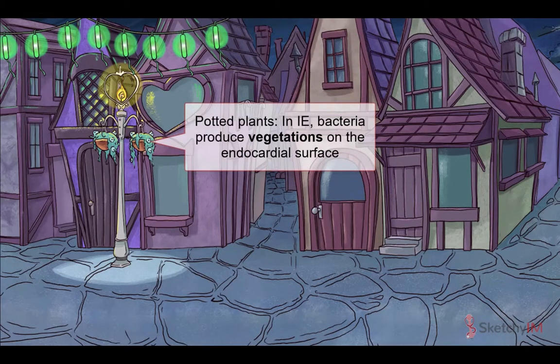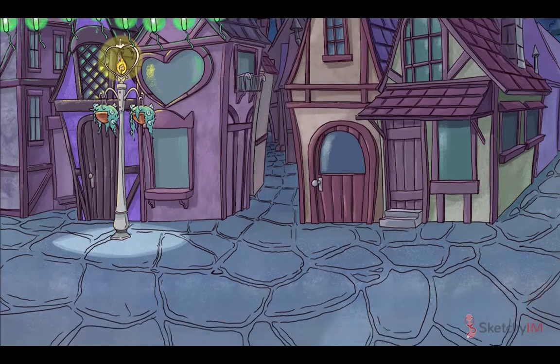Regardless of the pathogen responsible, the pathogenesis of infective endocarditis is the same. Abnormalities on the valve surface provide a nidus for circulating microorganisms to land, forming a growth on the endocardial surface known as a vegetation. Vegetations are represented by these potted plants hanging from the lantern. Don't let their cuteness fool you. They can become floating death buckets, causing the symptoms and signs that we'll get into in a moment.